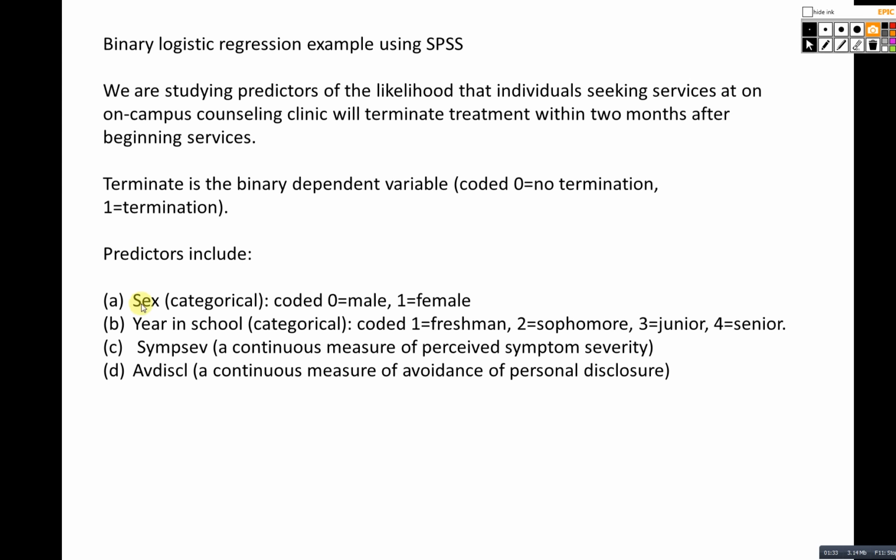Our predictors for the model include sex, which is coded 0 for male and 1 for female. Year in school, coded 1 for freshman, 2 for sophomore, 3 for junior, and 4 for senior. And then symptom severity and avoidance of disclosure. So these are going to be continuous measures with higher scores on them reflecting greater symptom severity and avoidance of personal disclosure, respectively.